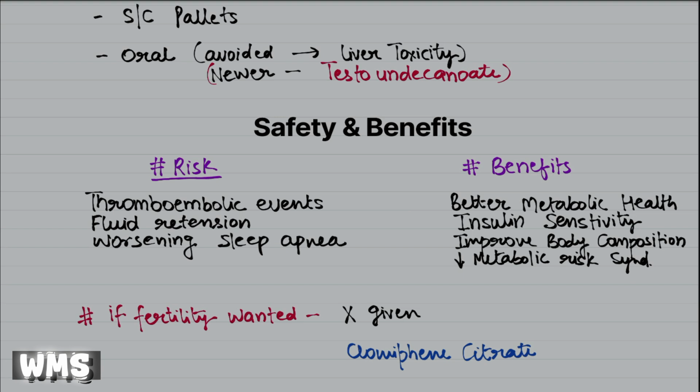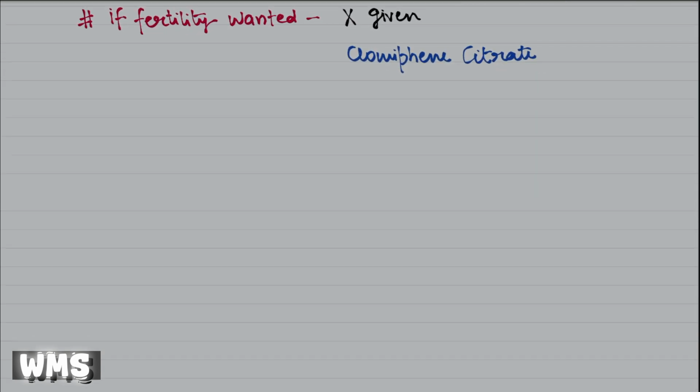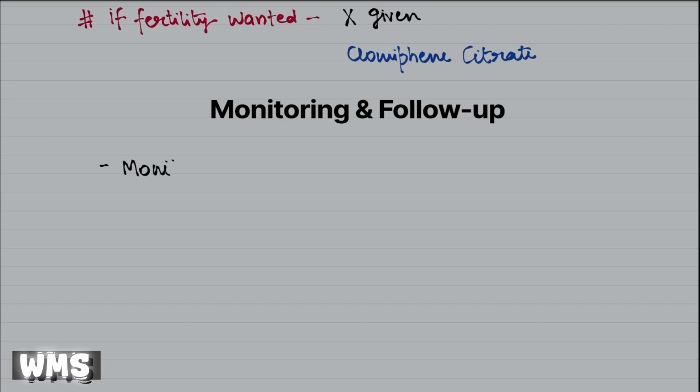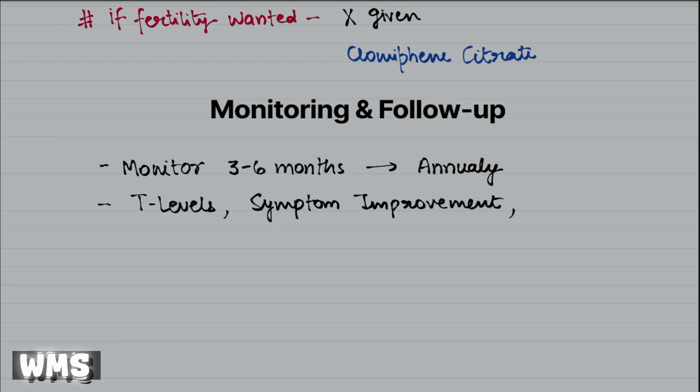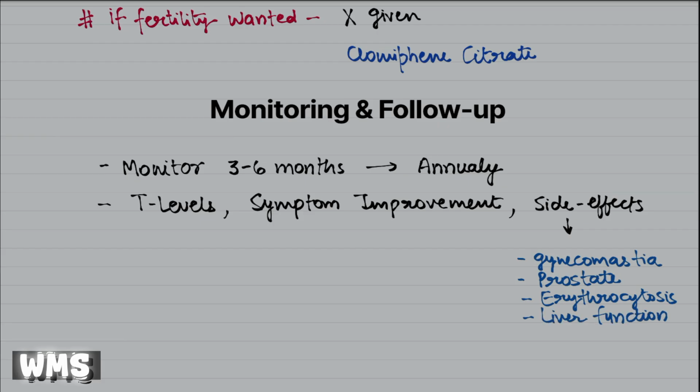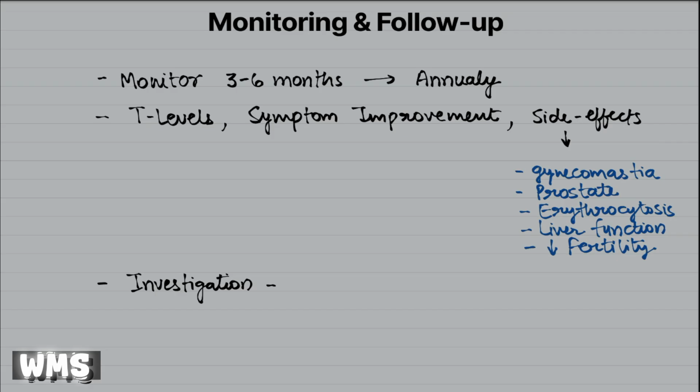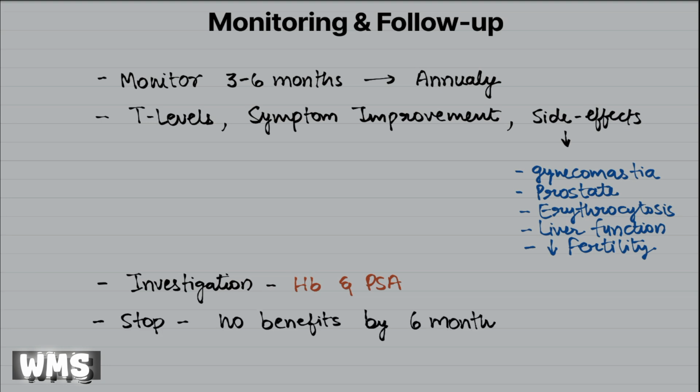Finally, patients on testosterone therapy must be regularly monitored, typically at 3 to 6 months and then annually. Monitoring includes testosterone levels, symptom improvement, and side effects such as gynecomastia, prostate issues, erythrocytosis, liver function abnormalities, and reduced fertility. Investigations like hemoglobin and PSA should be checked periodically, and therapy should be stopped if there is no clinical benefit within about 6 months.